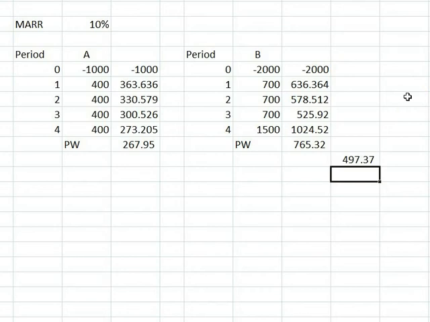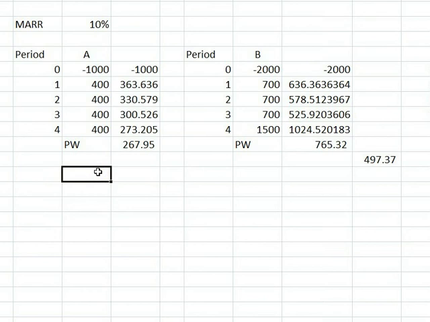These two projects have the same time value of money, that is 10%, and the interpretation of the present worth could be stated like this. If we decide to invest $1,000 in project A, at the end of 4 years we would be equivalent to $267 wealthier, or our worth would be $267 larger than what we have right now in present dollar terms. In the same fashion, if we decide to invest $2,000 in project B, then we would get back our $2,000 and the equivalent of $765 today.